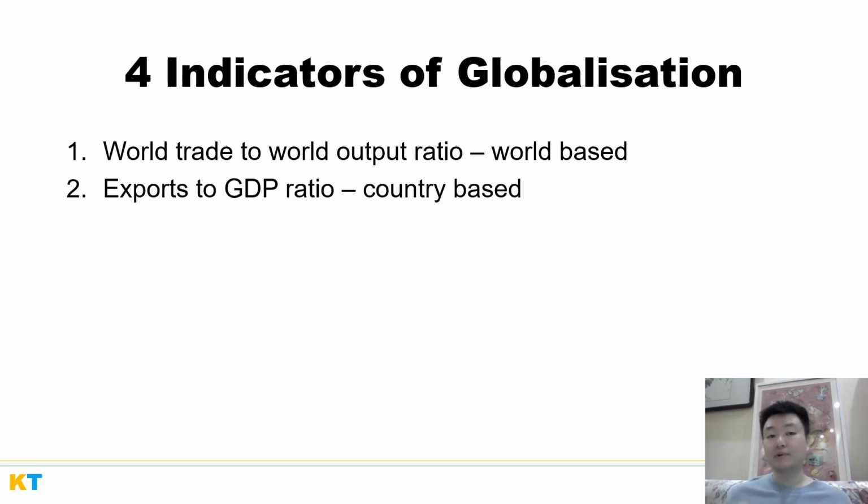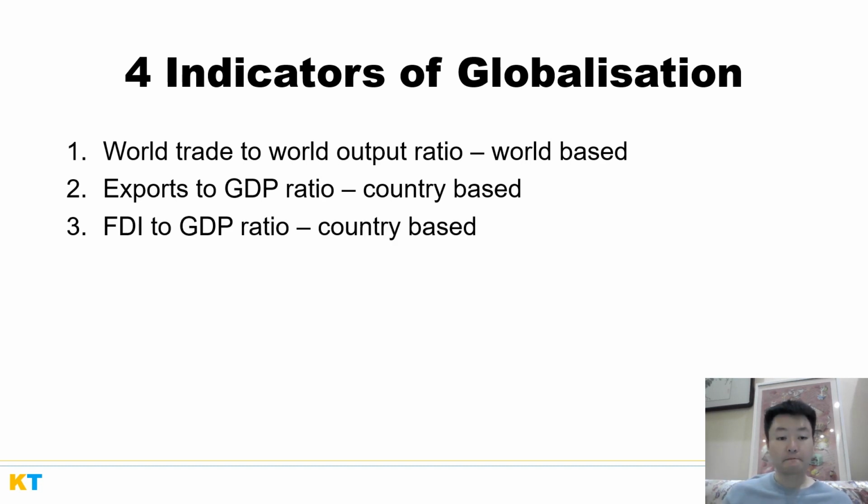Number two, exports to GDP ratio. This is similar to trade divided by output, but it's based on country. So if I take the value of my exports and divide it by GDP, I'm now able to tell within one country what percentage of the output that it generates is being traded away.